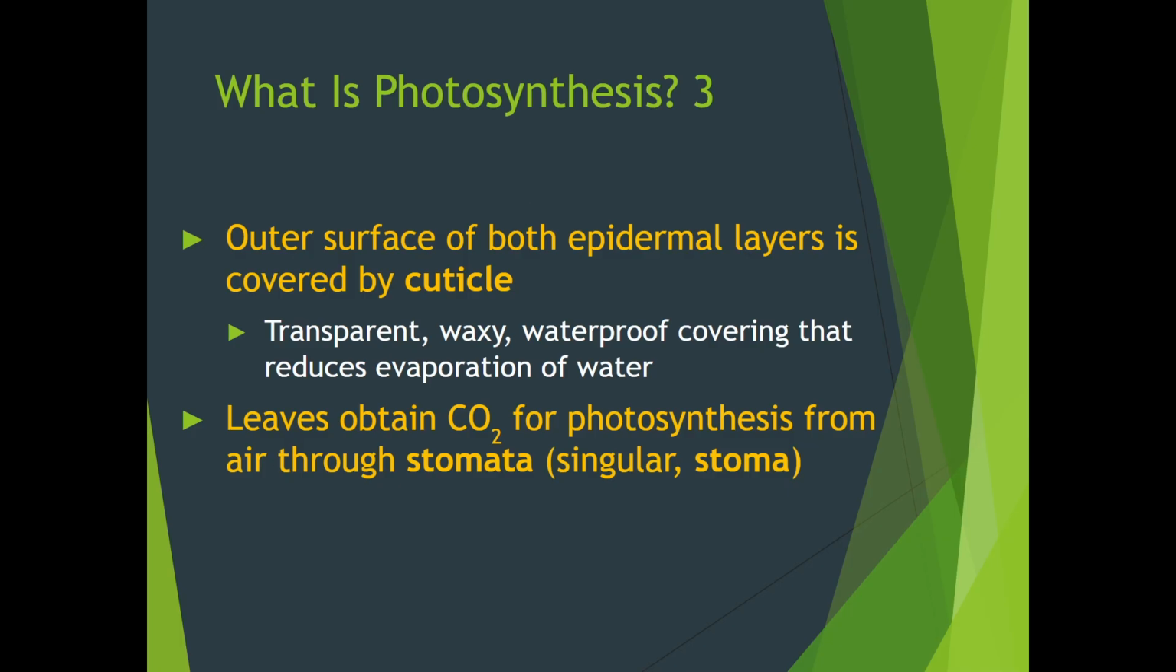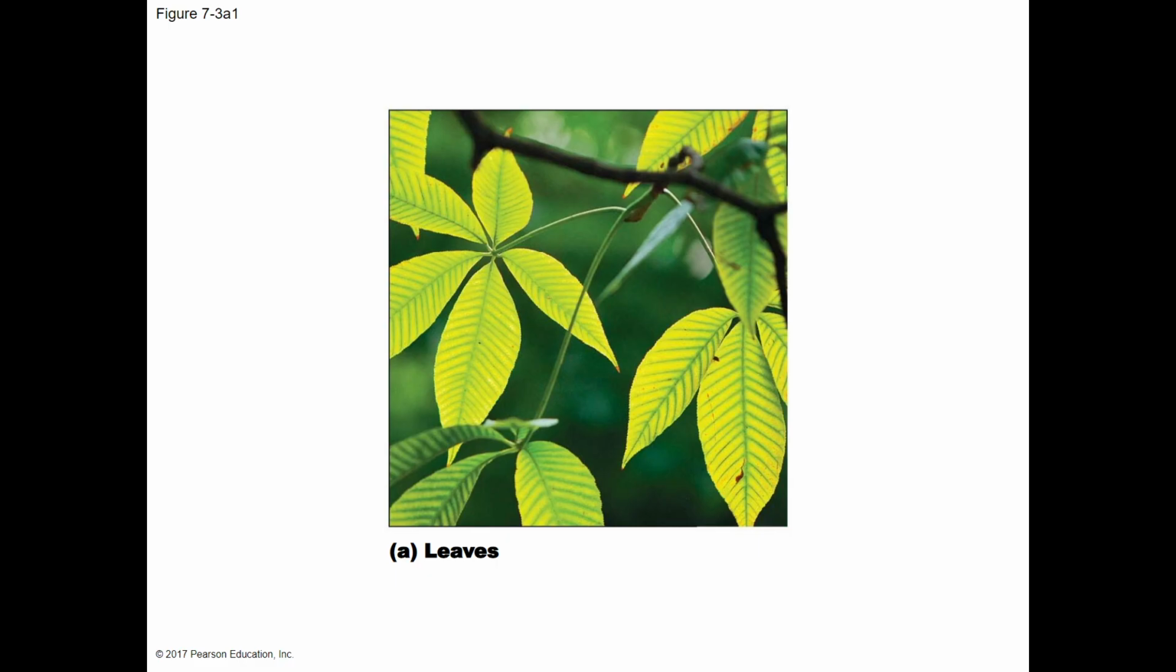So on the outer surface of both epidermal layers of a leaf, we also have a cuticle. If you've ever seen certain types of plants, they might have kind of a shiny layer. That's actually a transparent, waxy, or waterproof covering called the cuticle, and it's supposed to prevent evaporation of water. And that allows leaves to obtain carbon dioxide for photosynthesis from air through their stomata without losing too much H2O when the stomata are open. So we have this kind of protection from evaporation of water because water is needed in the process of photosynthesis. So don't forget that leaves are the primary location for the cells that perform photosynthesis.